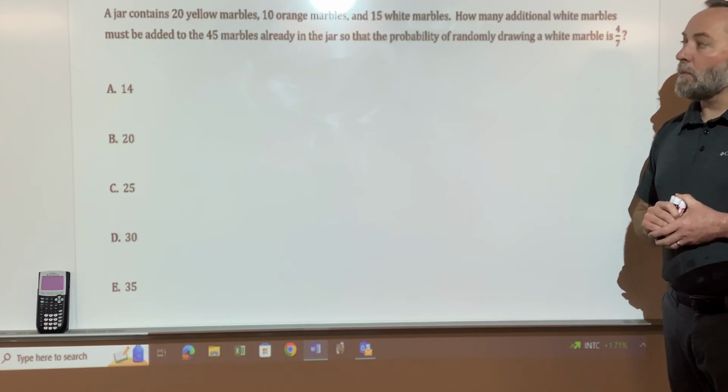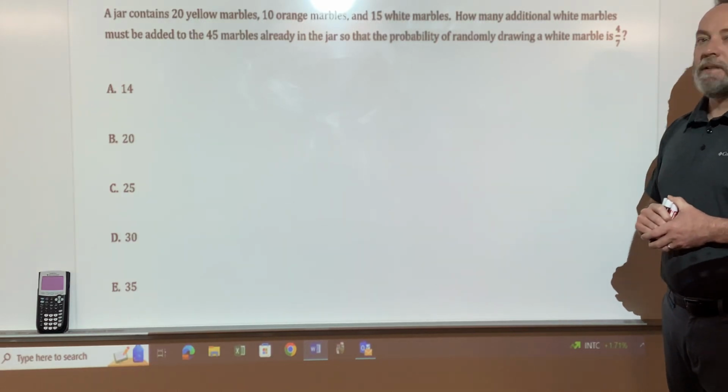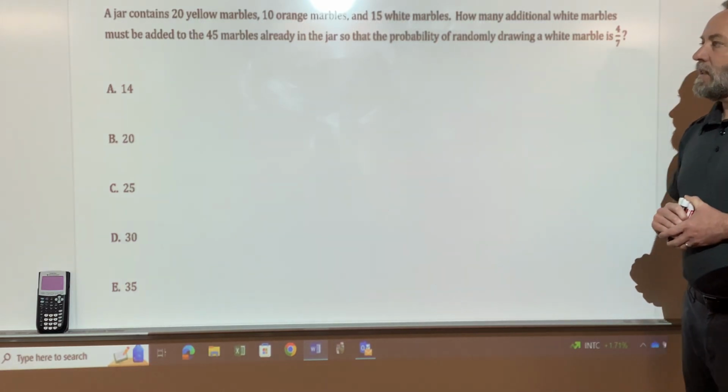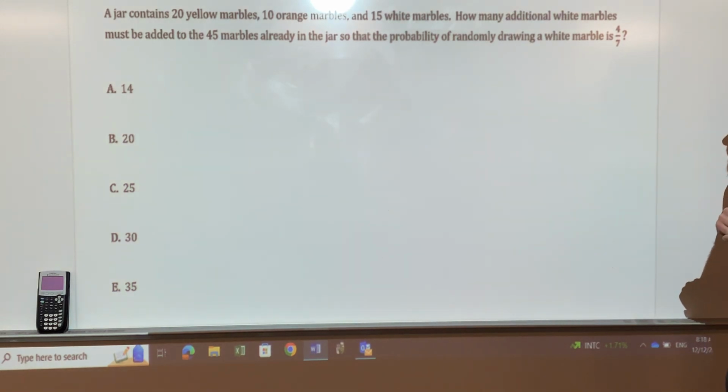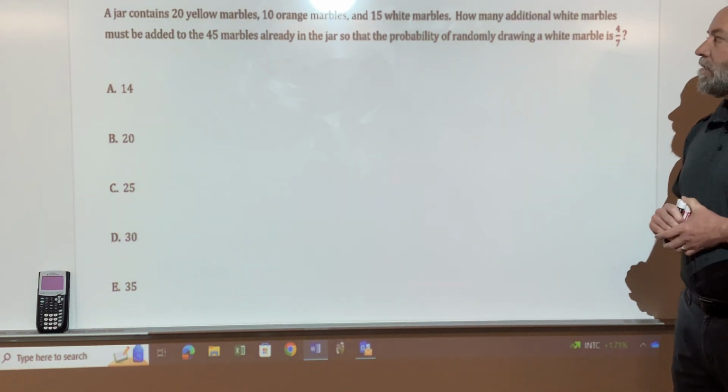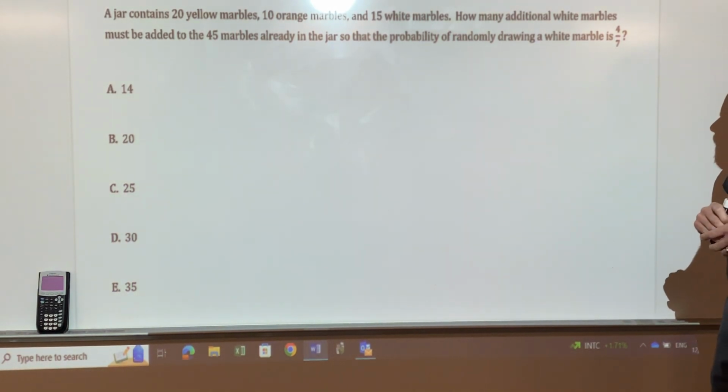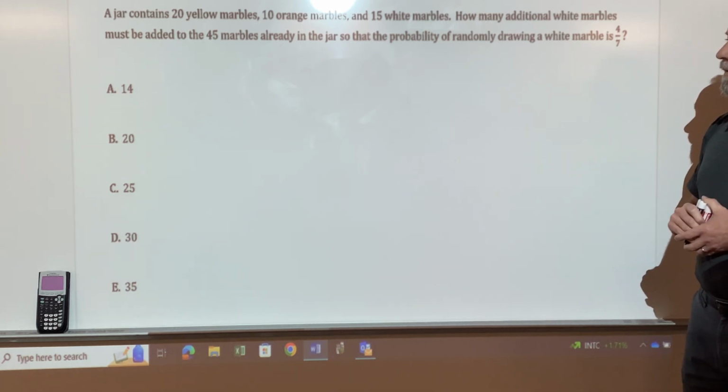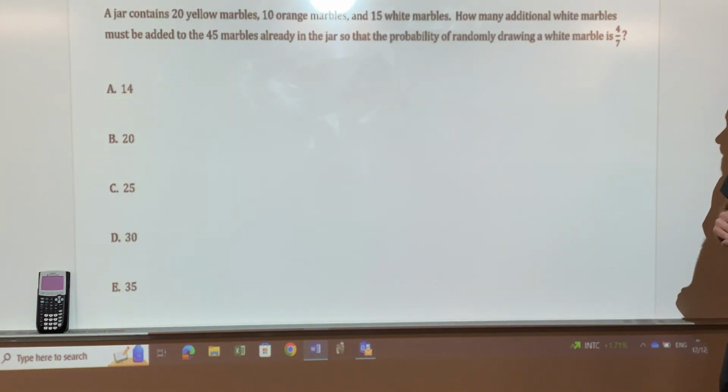This question is a probability question as well as a rational expressions question. It says a jar contains 20 yellow marbles, 10 orange marbles, and 15 white marbles. How many additional white marbles must be added to the 45 marbles already in the jar so that the probability of randomly drawing a white marble is 4/7?